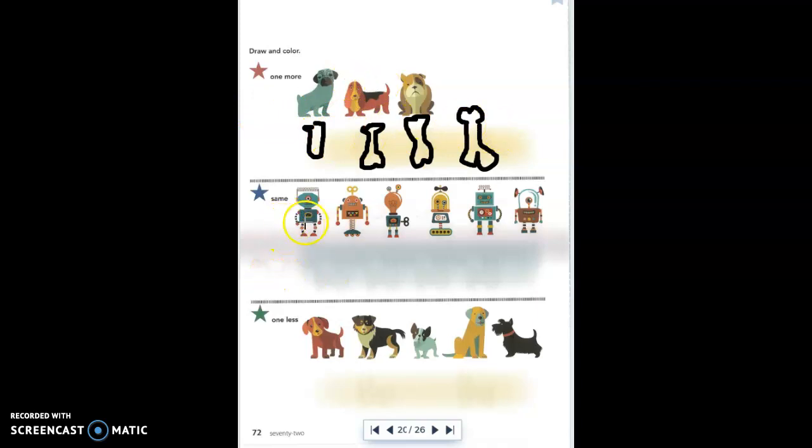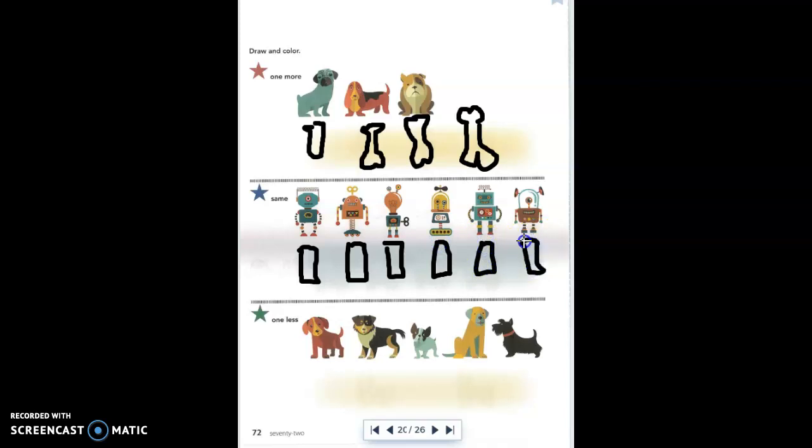With this, I have robots. So let's see how many robots I have. 1, 2, 3, 4, 5, 6. I have 6 robots, and this time they want me to draw the same number, and they want me to make batteries. So I'm just going to make a simple square. So there's 1, there's 2, there's 3, there's 4, there's 5, and there's 6.